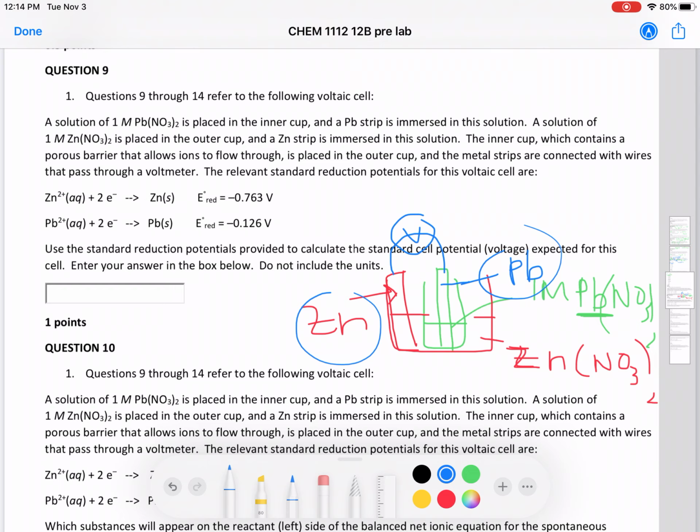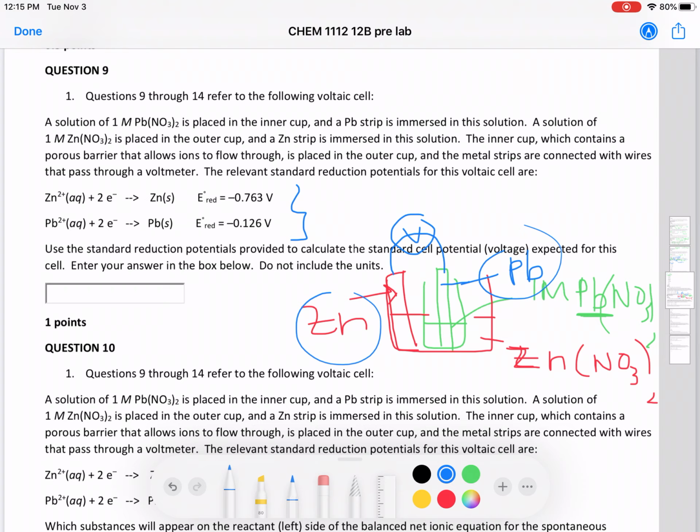Zinc is given as a reduction, as a convention: zinc plus 2 electrons giving zinc, with reduced electrode potential -0.763, and lead is -0.126. It's asking us to calculate the cell potential for the cell. Use the standard reduction potentials provided to calculate the standard cell potential expected for this cell.